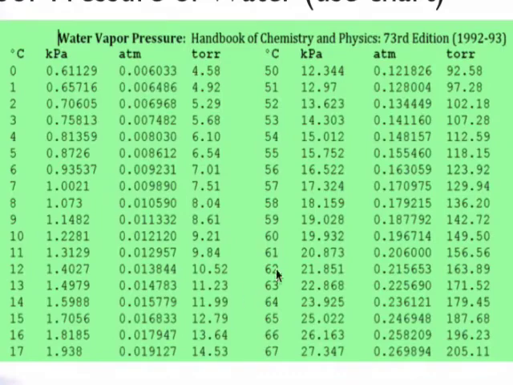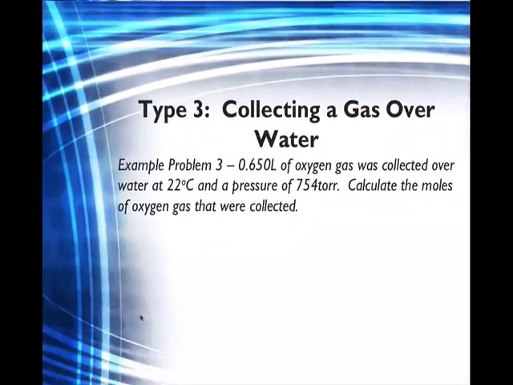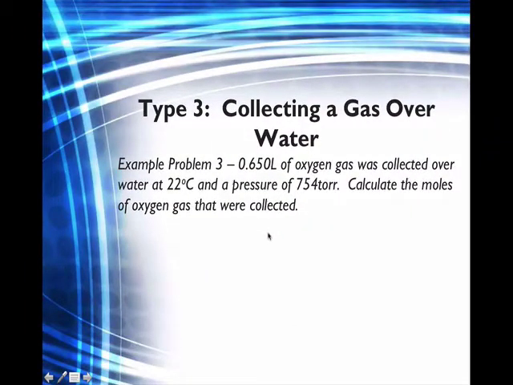So this is the chart that I was talking about that you're going to use. For example, if it's 3 degrees Celsius, you could use it in kilopascals, atmospheres, or torr. It's all here for you. So make sure you choose the correct one. Here's our example problem. It says I have 0.650 liters of oxygen gas that were collected over water at 22 degrees Celsius and a pressure of 754 torr. Calculate the moles of oxygen gas that were collected.